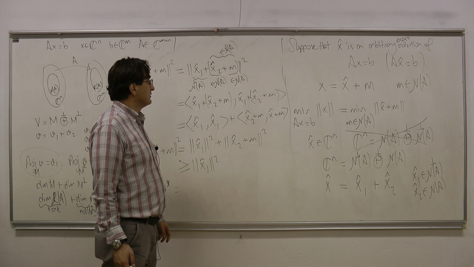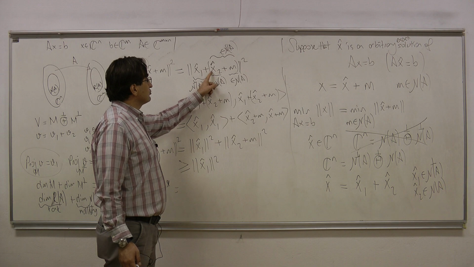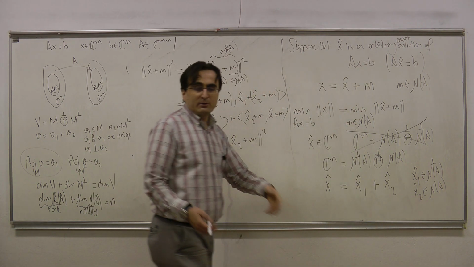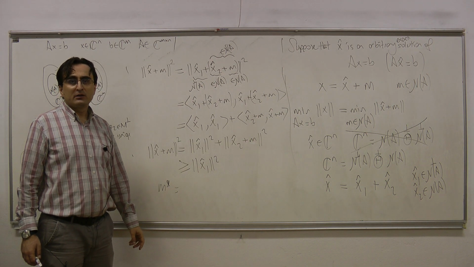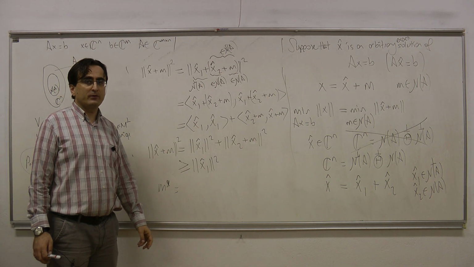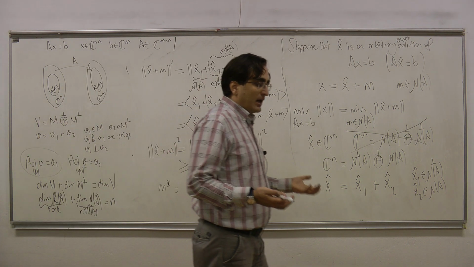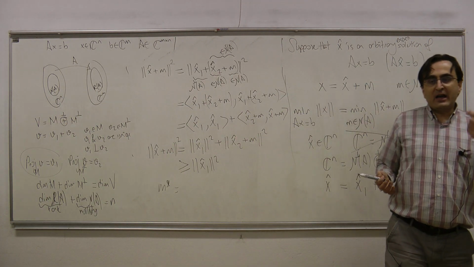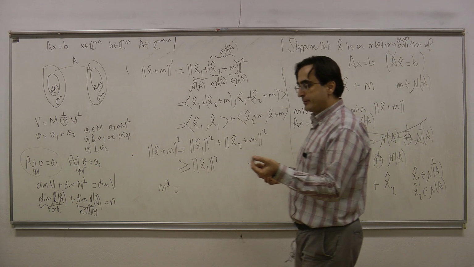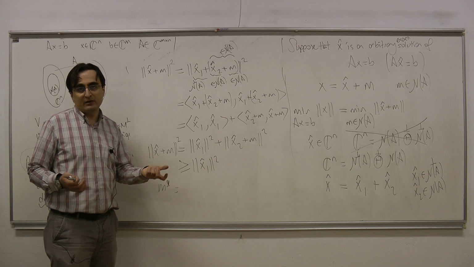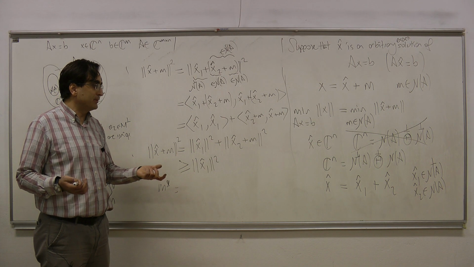Minus x2 hat. I know that x2 hat is in the null space of A. So what about minus x2 hat? Can it be outside the null space of A? The answer is no, because the null space of A is a subspace. Therefore, if I have a vector in the null space of A, then any scalar multiple of that vector will be inside the null space of A due to the subspace property.